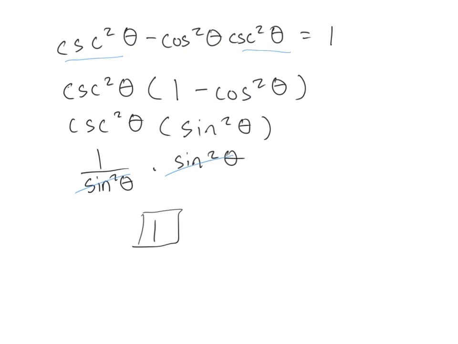Let's do another example. Let's say I have secant of theta minus cosine of theta over secant of theta, and I want to prove this equals sine squared of theta. But let me simplify the left side to solve it. I can split this up currently, right? I can split this up.